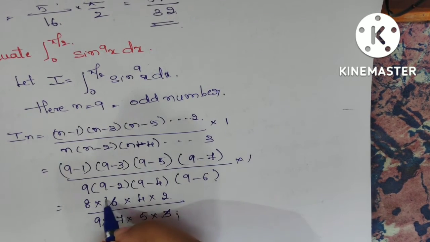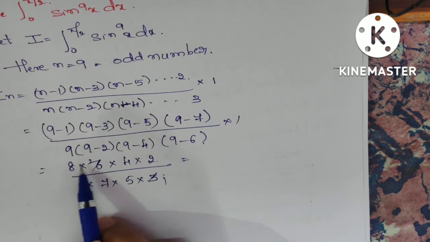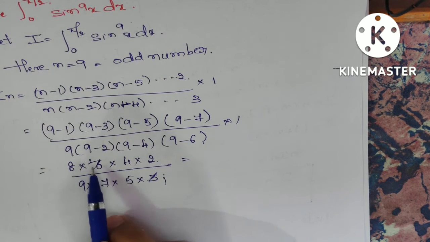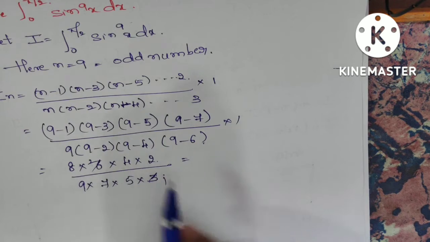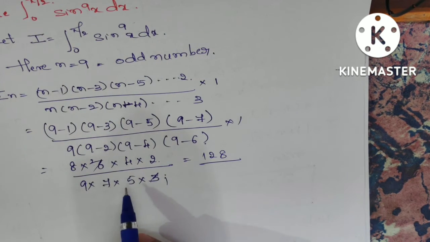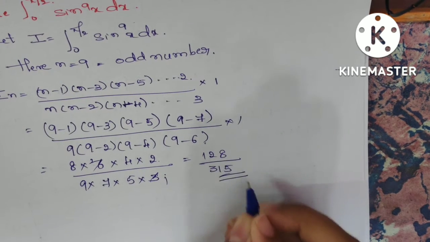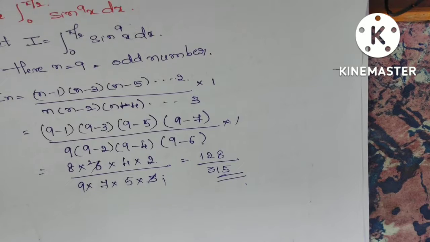3 ones are, 3 twos are get cancelled here. Which is equal to 8 twos are 16, 16 fours are 64, 64 into 2 is 128 divided by 9 into 7 into 5 is 315. So this is our answer.